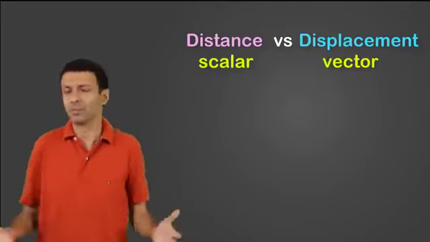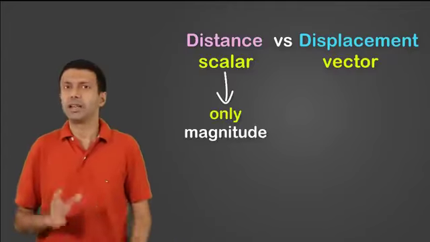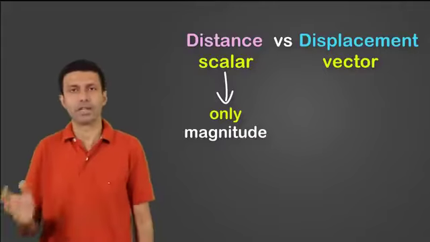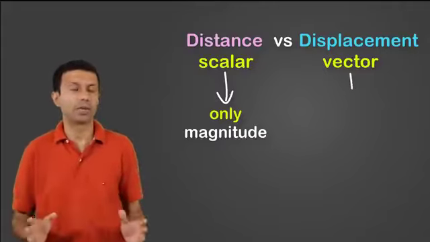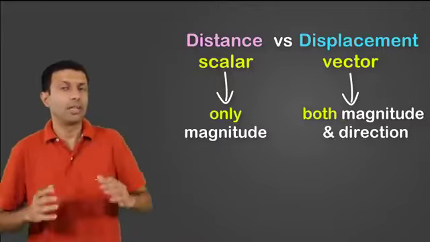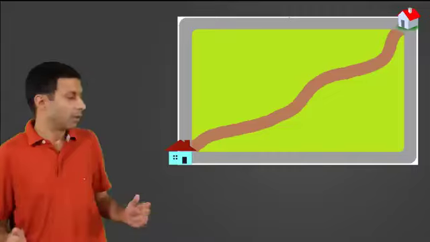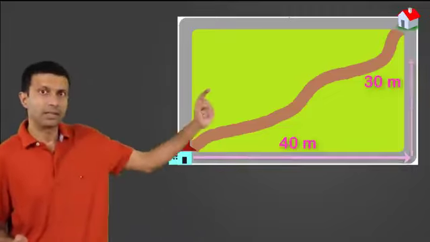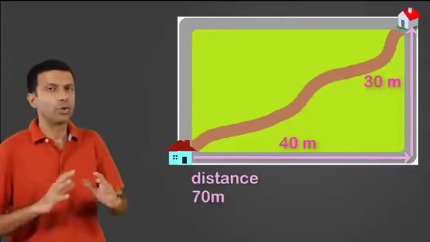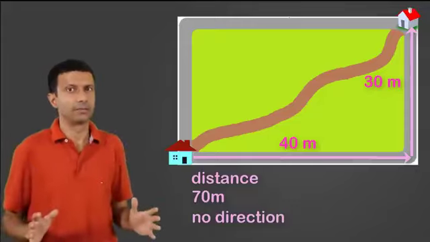Now what do these terms mean? Scalar means it has only a magnitude, so only a value but no direction. And vector quantity means it has both magnitude and direction. So let's look at our example here. When you travel to your friend's house like this, the distance was 70 meters. But there's no direction specified.